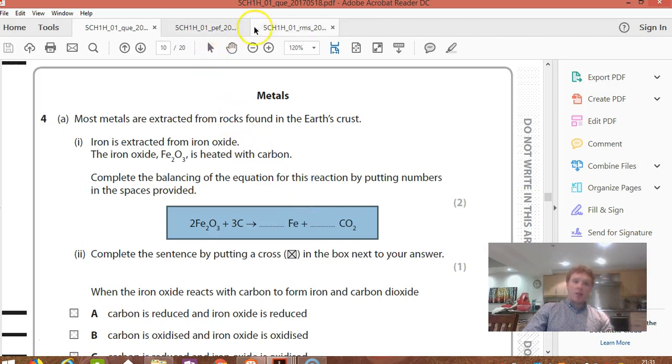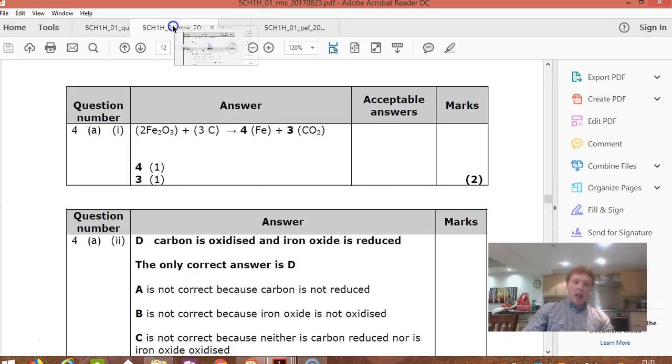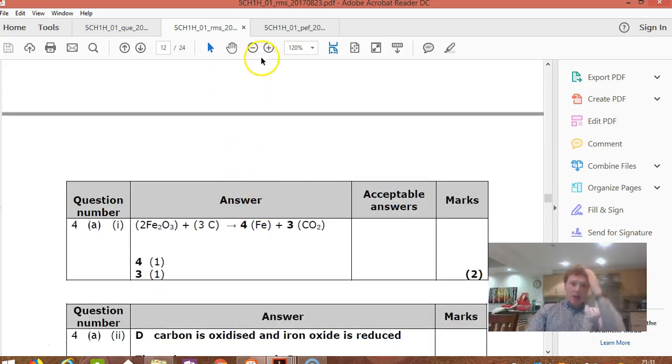Right, so the answer is 4 Fe and 3 CO2. The answer being there are 4 irons because the big 2 times the little 2 makes 4, and there needs to be 3 CO2, so 3 CO2 means 3 carbons because there's no number by carbon, that means 1. 3 times 1 is 3, and then for the oxygen there's a little 2, 3 times 2 is 6. We come over here, there's O3 and a big 2. 2 times 3 is 6, and then the big 3 is the carbon.